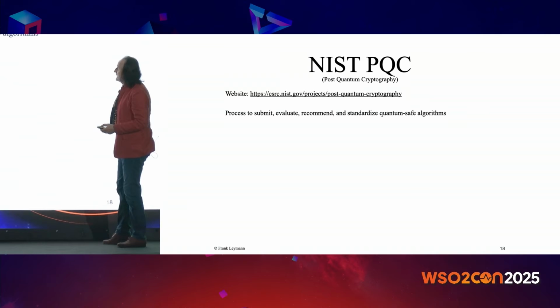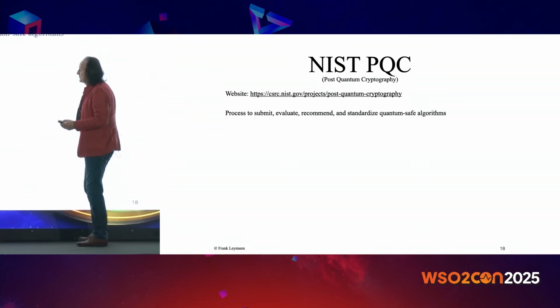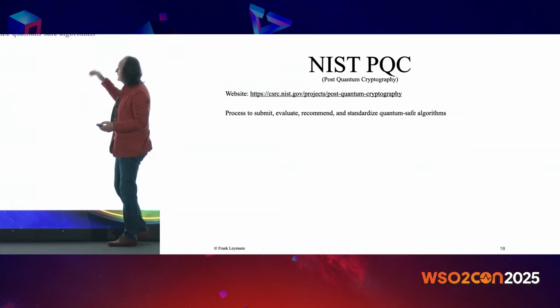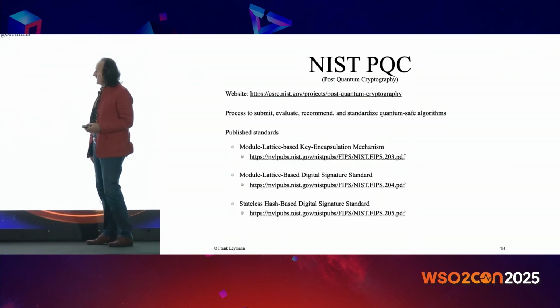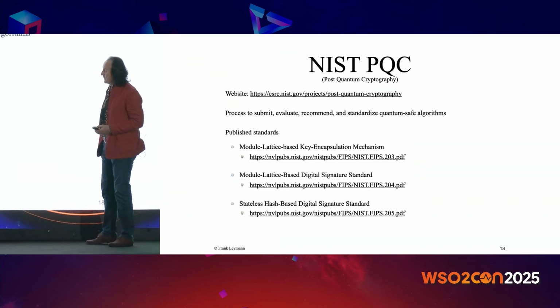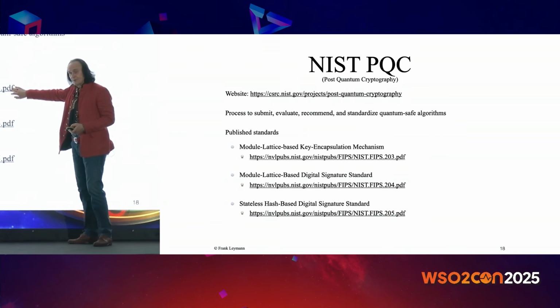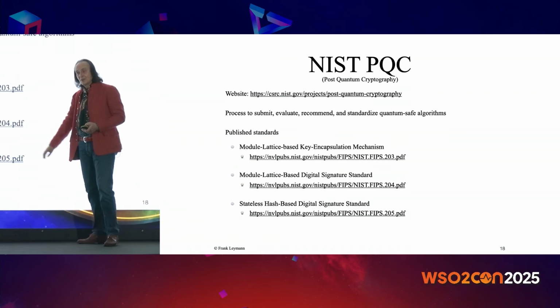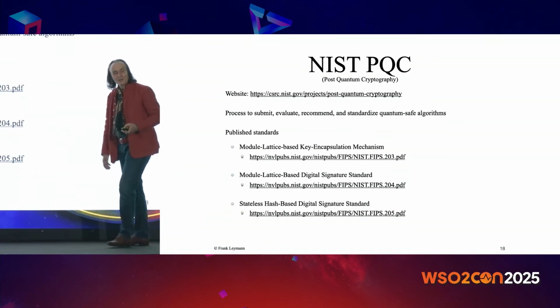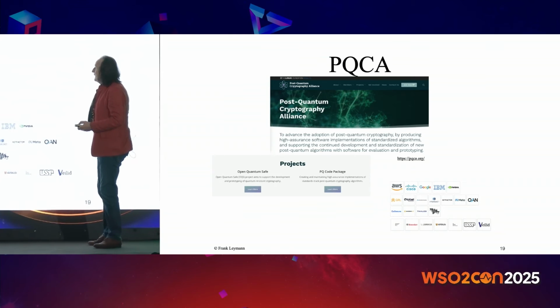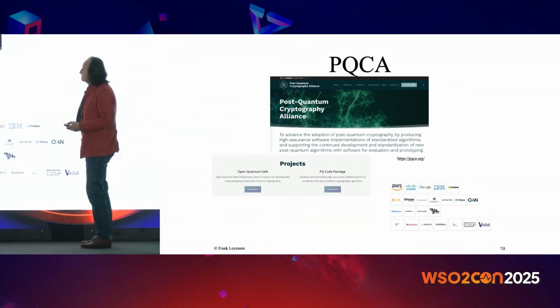Okay. And NIST, the National Institute of Standards in the US, they are working on standards for post-quantum cryptography. They defined a process in 2016 to submit, evaluate, and recommend standardized quantum-safe algorithms. They have 3 published standards, and a couple of days ago, a 4th standard has been published. Here are the links. If you have the handouts, you have the links to these documents. Be aware this is pure mathematics. You will go crazy if you open the 50-page document. It's only mathematics.